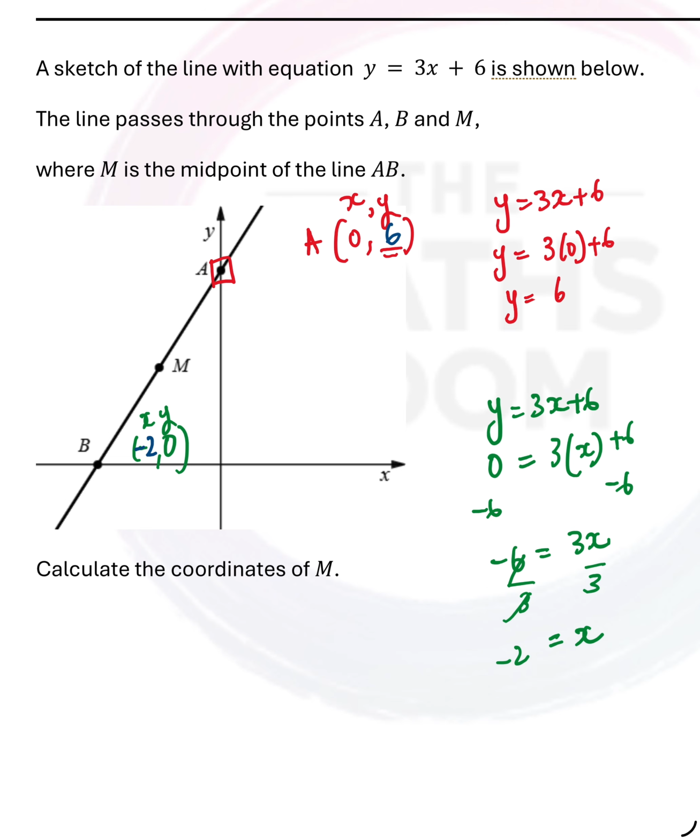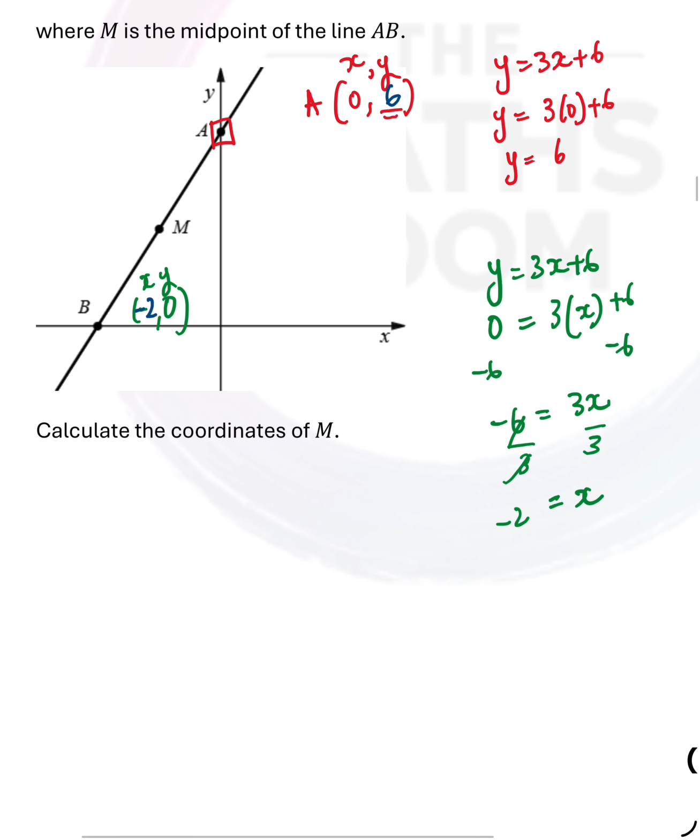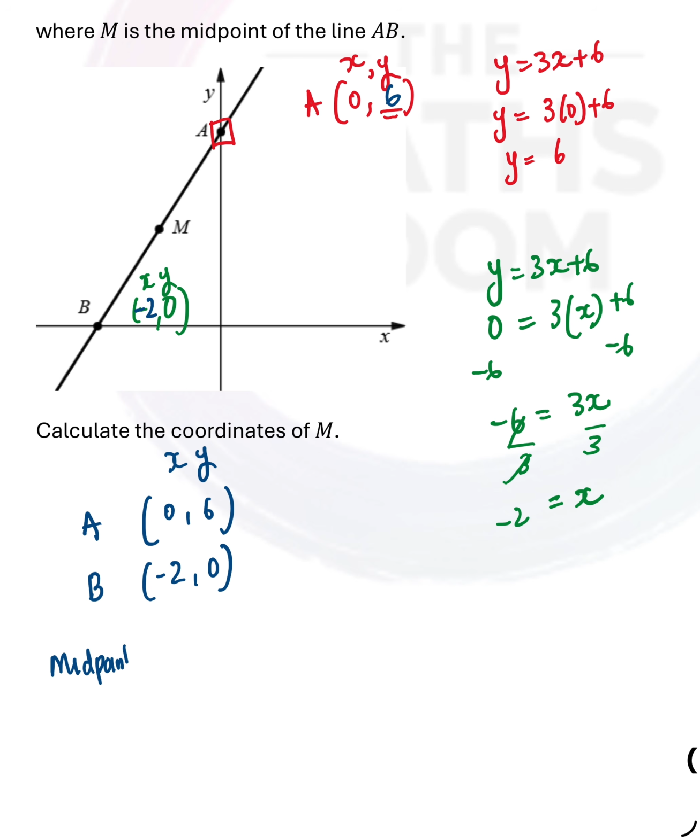When we're looking at a midpoint of a line, it is very important to remember all I'm finding is the average of my x coordinates and the average of my y coordinates. So let's start by doing that. So my coordinate A, and this is how I prefer to write it because it makes it easier, is (0, 6), so these are my x and y, and my B coordinates are (negative 2, 0). For the midpoint, I need to find the average of both the x and the y.